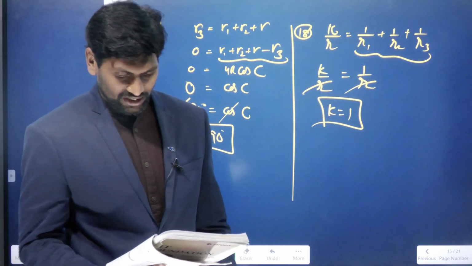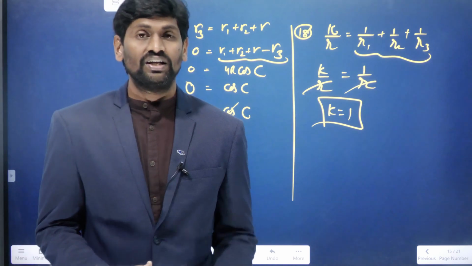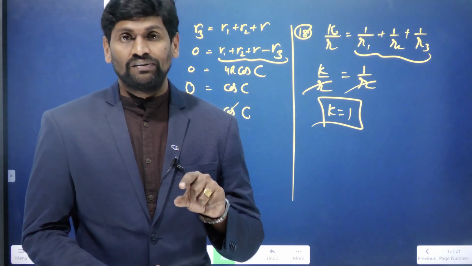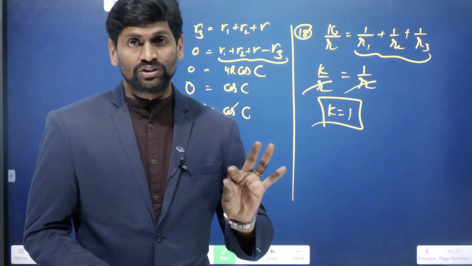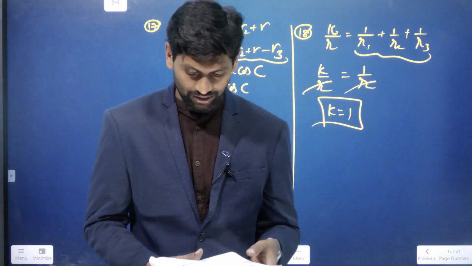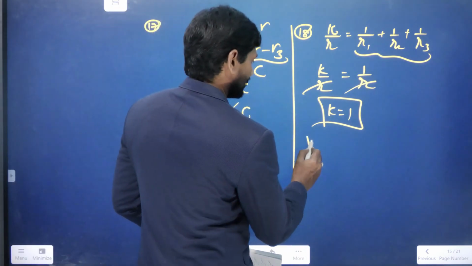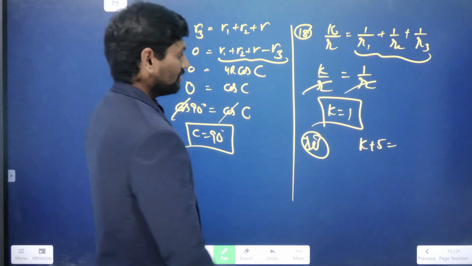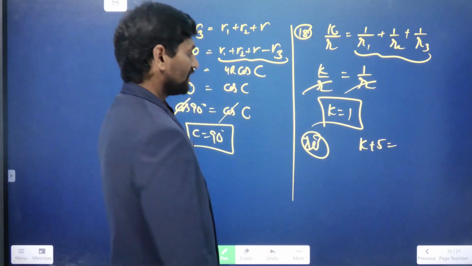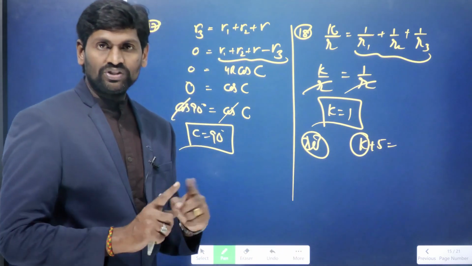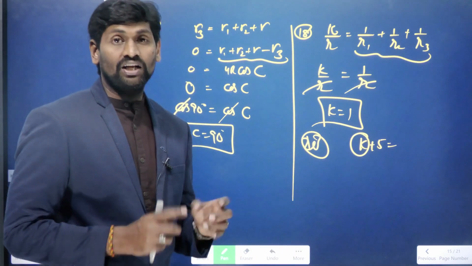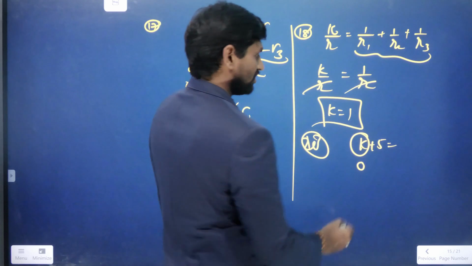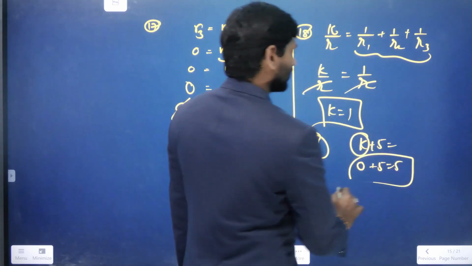The 20th question is also the same. The distance between the circumcenter and orthocenter. In equilateral triangle, circumcenter and orthocenter both coincide. Coincide means the distance between them is 0. It is given that K plus 5, where K is the distance from orthocenter to circumcenter in an equilateral triangle. But in equilateral triangle, orthocenter and circumcenter both are coincident. That means in the place of K we can write 0. So 0 plus 5 is equal to 5. So we can directly write like this.